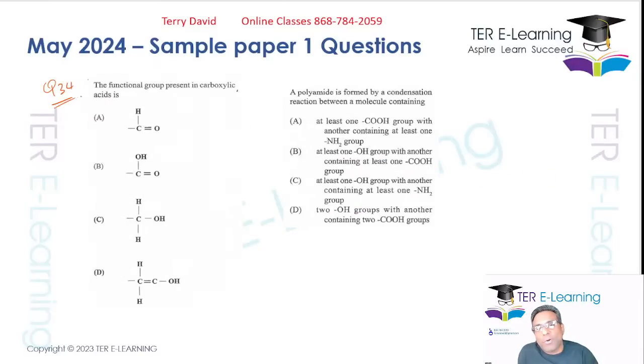Question 34 and question 35. So question 34: the functional group present in a carboxylic acid is what? What's the answer for 34 here? Which functional group is present in a carboxylic acid?